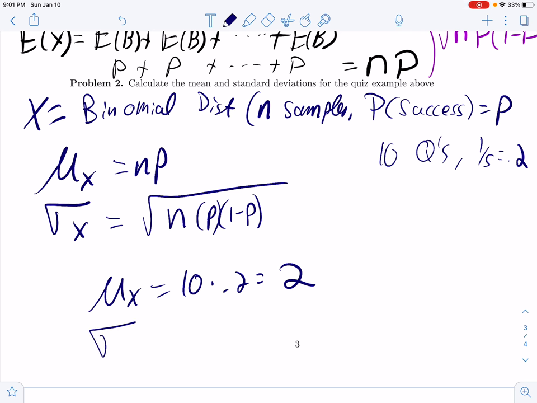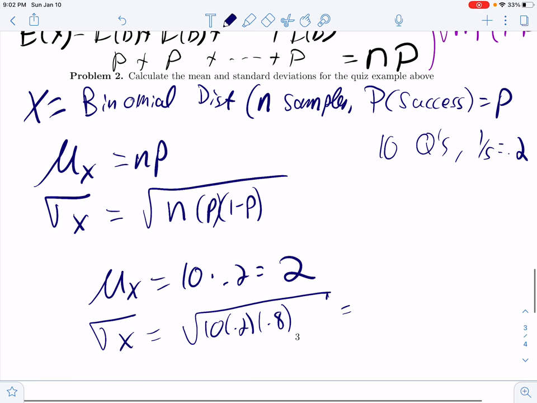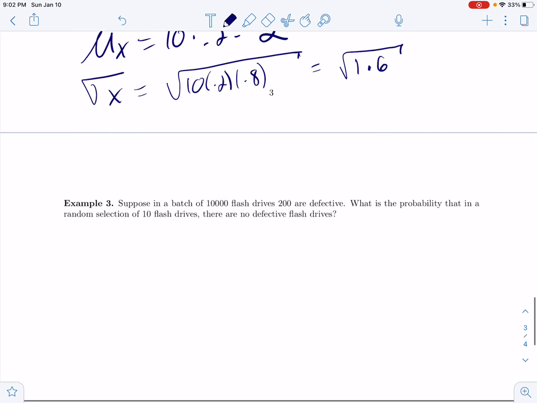And the standard deviation of x is the square root of 10 times 0.2 times 0.8, which is the square root of 1.6. Can I do that in my head? I don't know. There's our standard deviation. Okay? Not that bad.